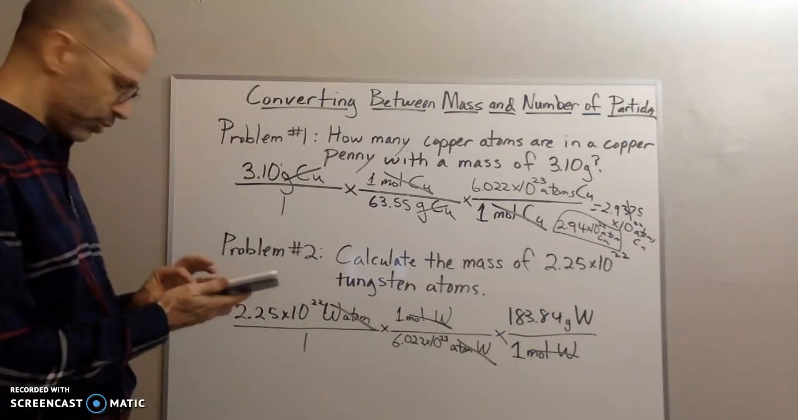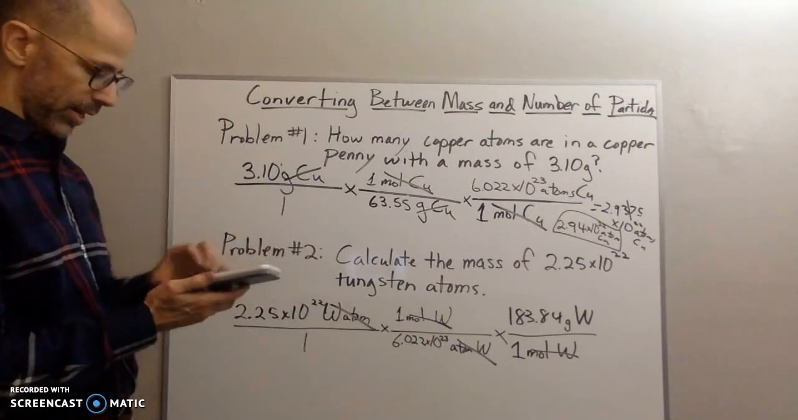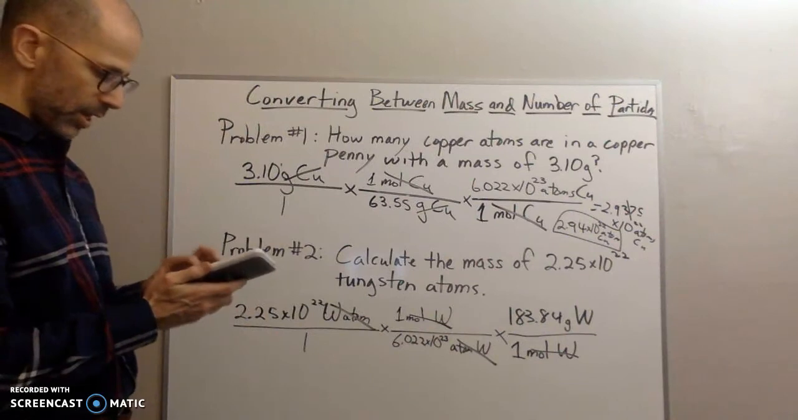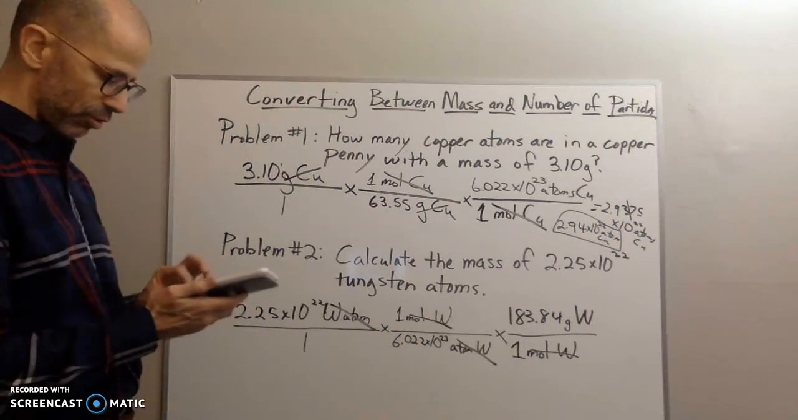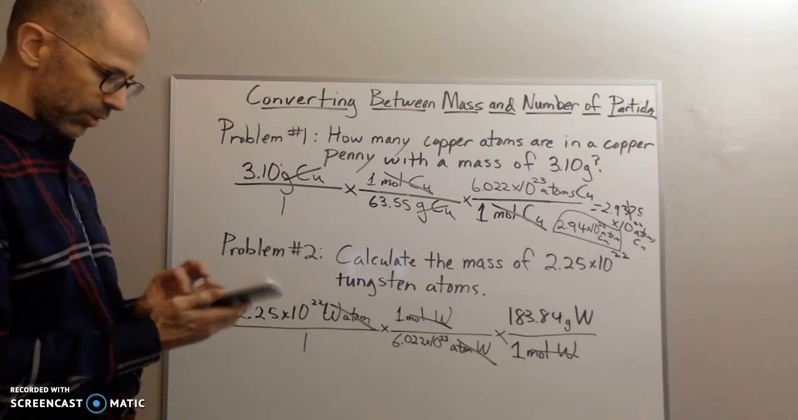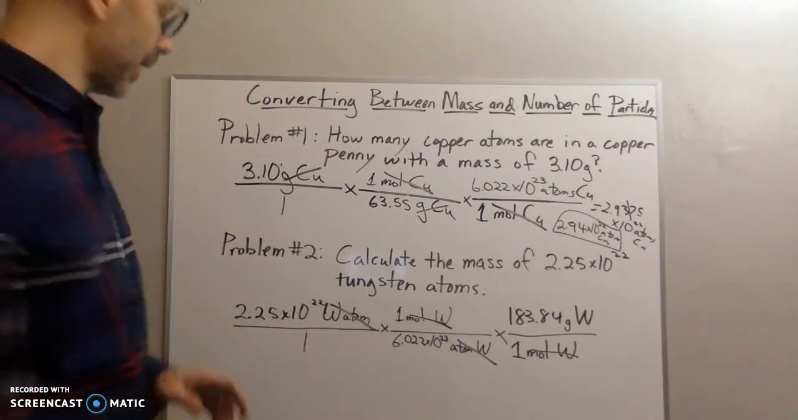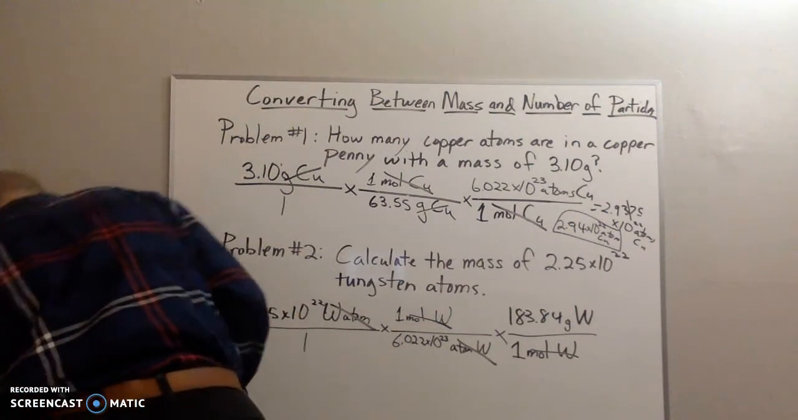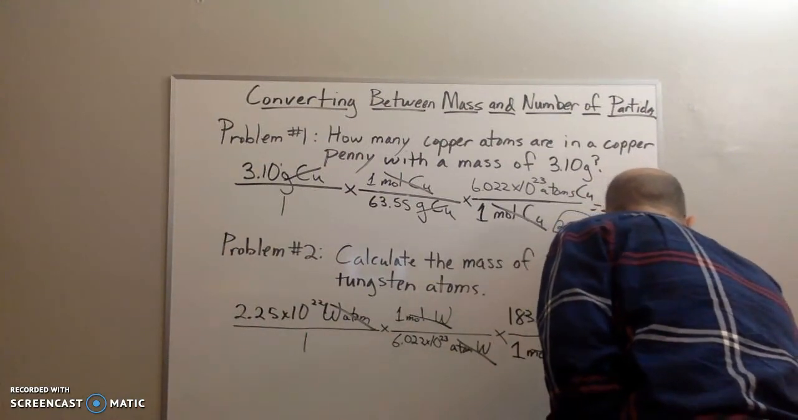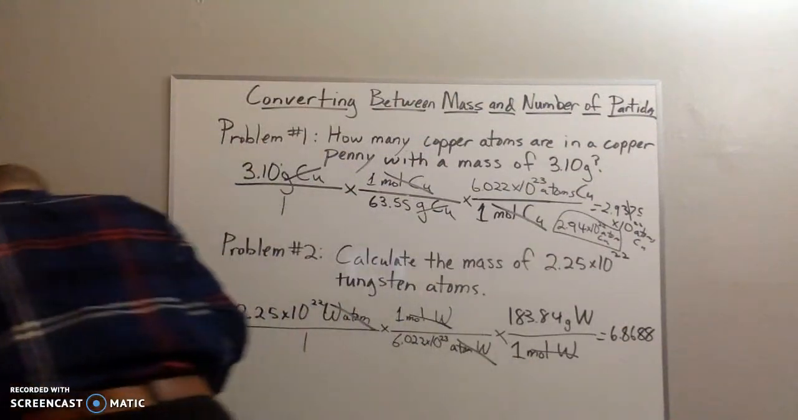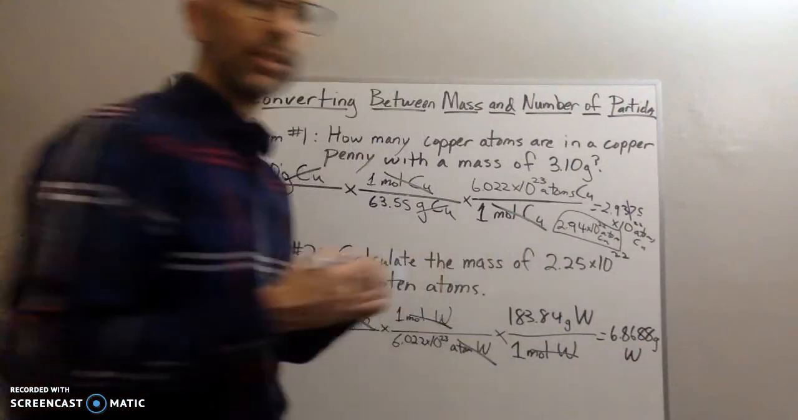I have 2.25 times 10 to the 22nd multiplied by 183.84 divided by Avogadro's number, 6.022 times 10 to the 23rd, equals, and I get a mass of 6.8688, I believe. This is grams of tungsten.